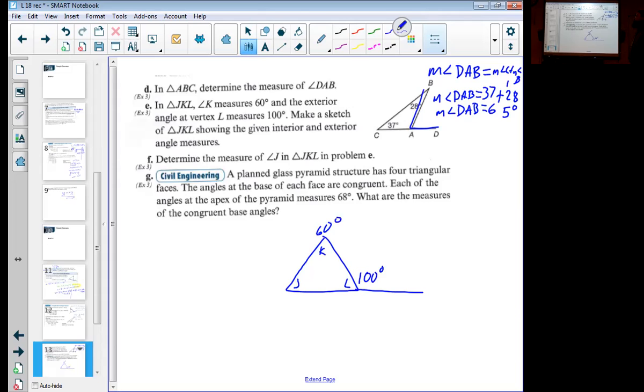We did E. F says determine the measure of angle J in JKL. So now we use the information we have, so we know that 100 is equal to 60 plus the measure of angle J. We have a plus 60, so to get rid of a plus 60, we subtract 60. So 40 degrees has to equal the measure of angle J.